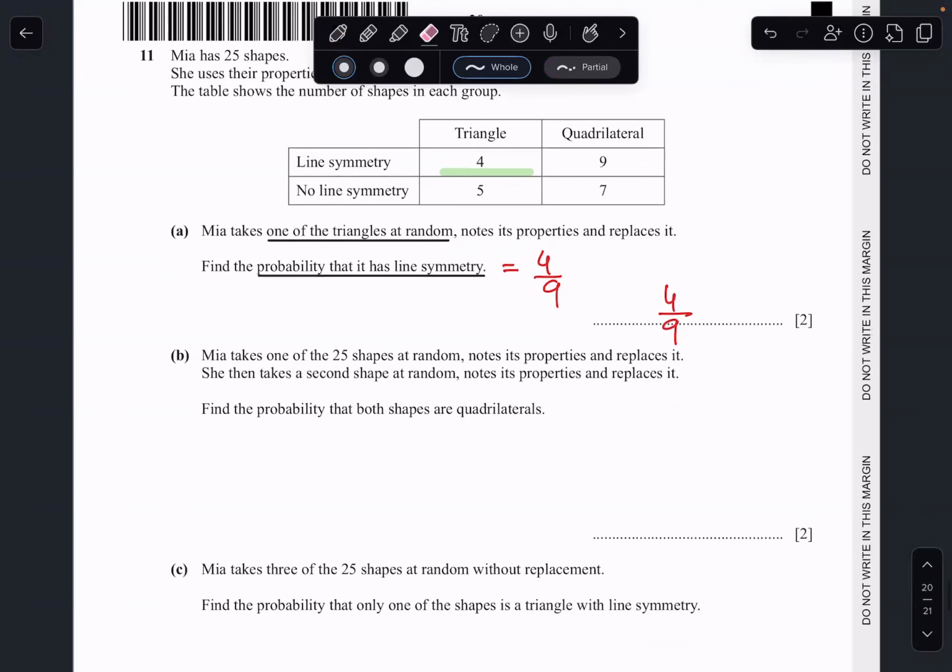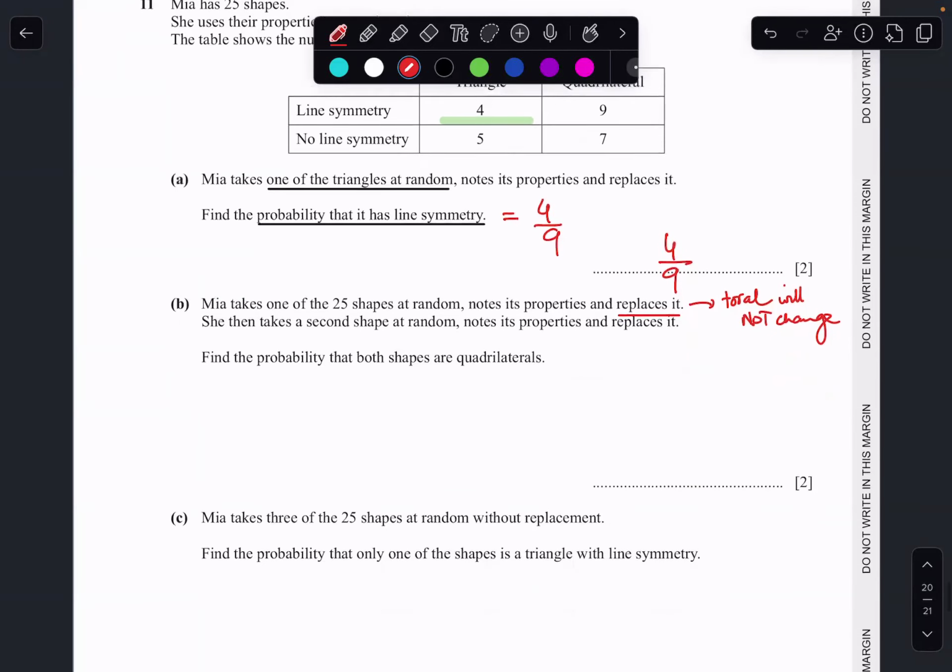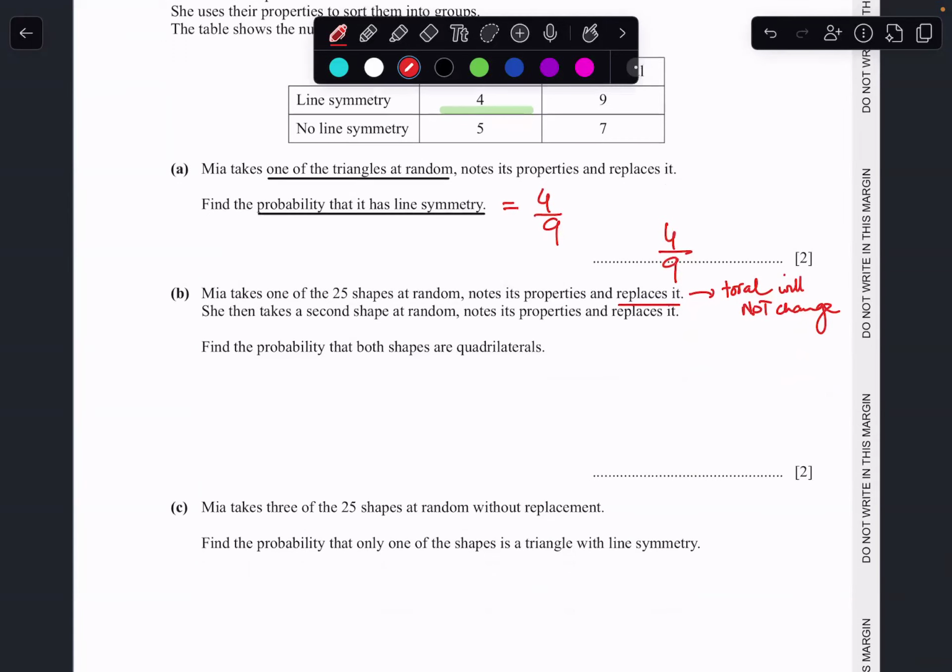Now, Mia takes one of the shapes at random, notes its properties, and replaces it. Total will not change. Okay, replaces it. It's a probability with replacement. So total remains the same, because whatever she is taking out, she's replacing it back. She then takes a second shape at random, notes its properties, and replaces it. Find the probability that both shapes are quadrilateral.